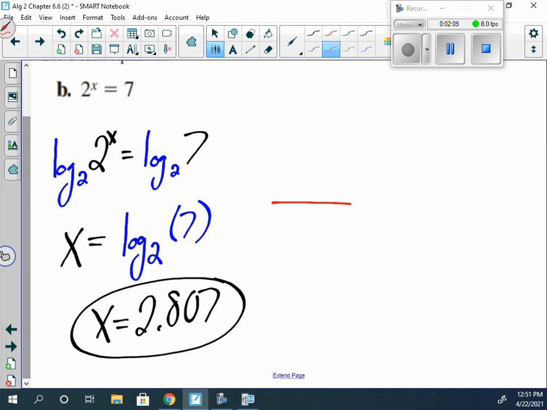Now, if you don't have the graphing calculator at hand, we can always do the change of base, which is just taking log of 7 over log of 2, which will give us the exact same thing. So we can do it in either way. Any questions on this here? That's it.